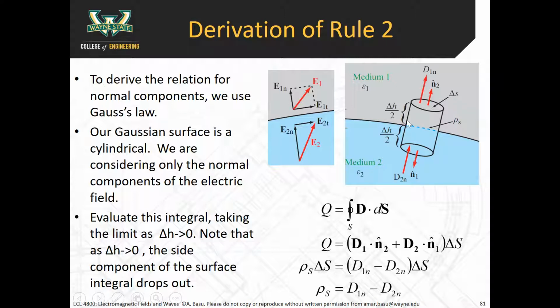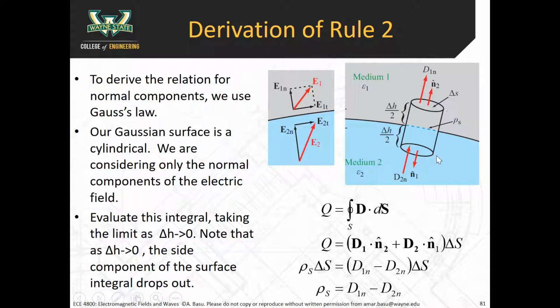We're going to do the same thing again. This time we're going to smash the cylinder. We're going to make this delta h go to 0, just like before, except this time we're using Gauss's law instead of Stokes' theorem. When we do that, this part of the integral is going to disappear. So we can ignore the cylindrical surface, this outside here, and we're just going to account for the top and the bottom cap.